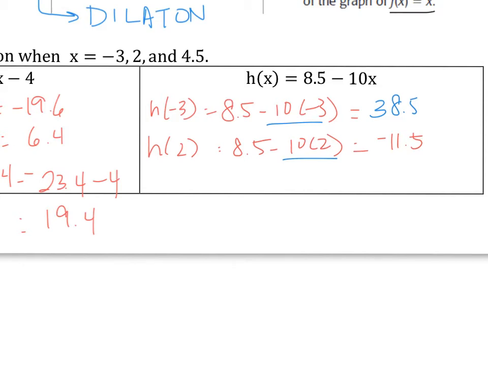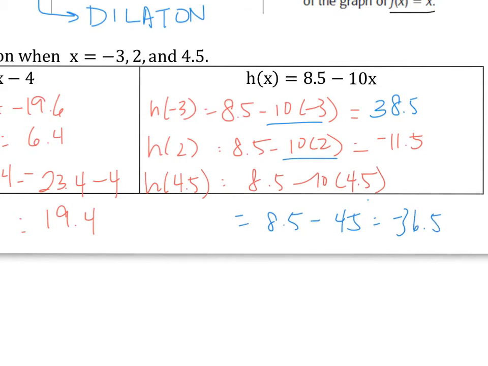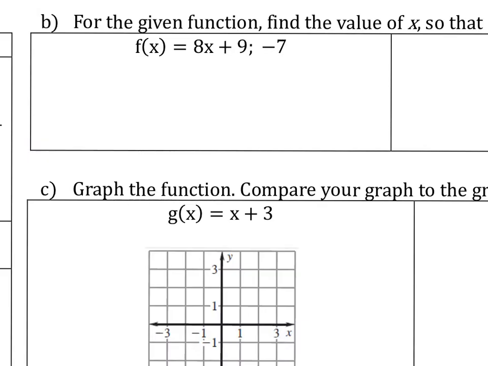And then the next one, h of 4.5, 8.5 minus 10 times 4.5. And here, this would be 45, -10 times 4.5. Okay, so we get -36.5. Part B, for the given function, find the value of x so that the function has the given value.